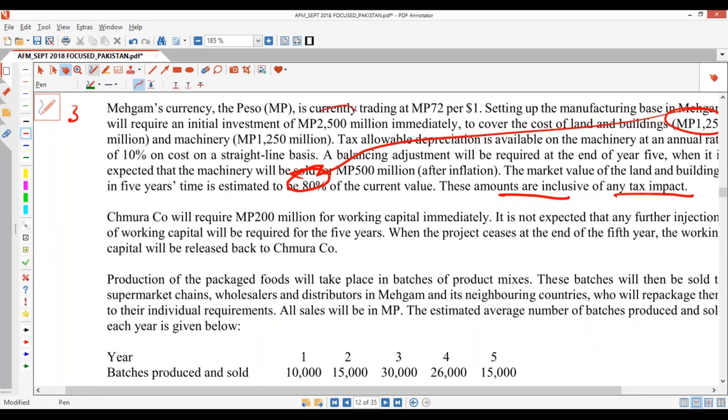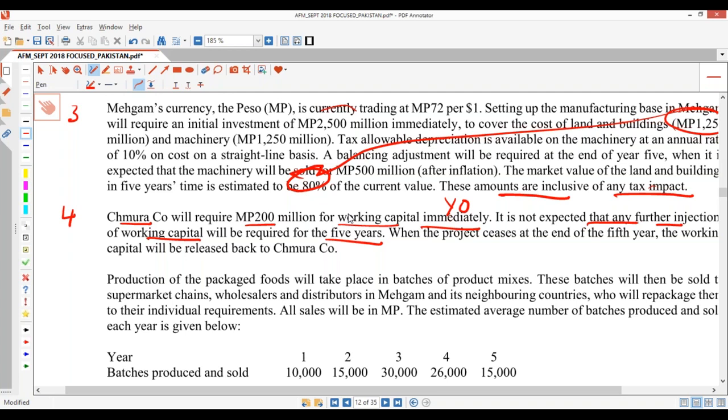Paragraph number 4, Kimura will require 200 million working capital immediately. Immediately is T0 or year 0. It is not expected that any further injection will be required in 5 years. Now this is straightforward in terms of working capital. Students do make mistakes at this level.